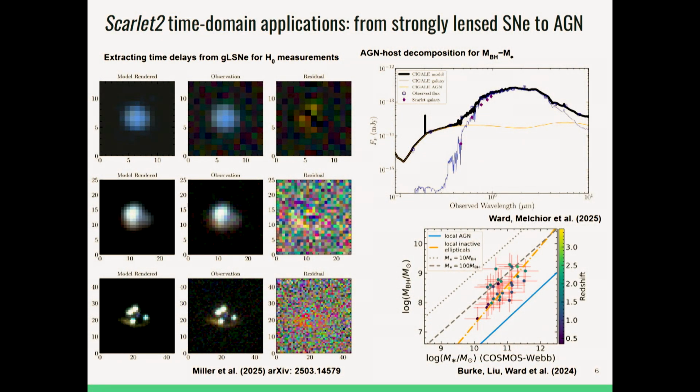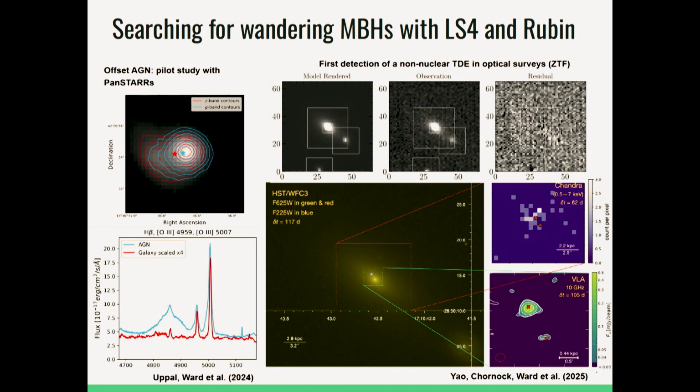Another application we hope this to be useful for is for AGN host decomposition. So we're interested in looking at very high redshift compact galaxies hosting AGN, where we need to decompose the SEDs of the host and the galaxies. And this is something that we can use to help us identify low mass AGN and AGN out to high redshift. We're also interested in the search for wandering massive black holes with Rubin and other complementary surveys.